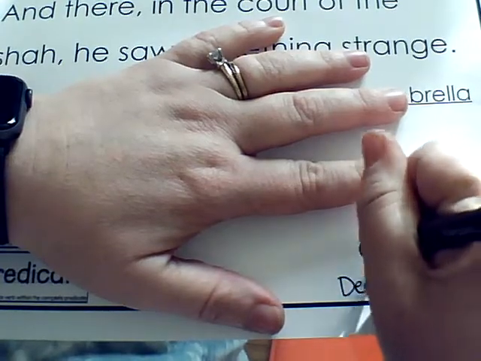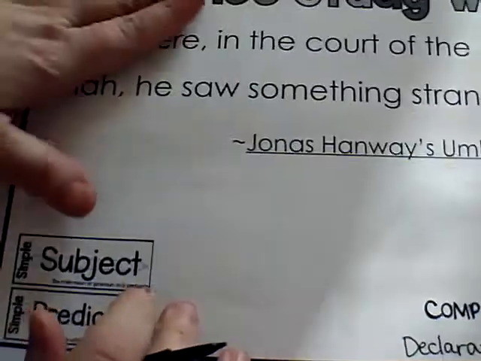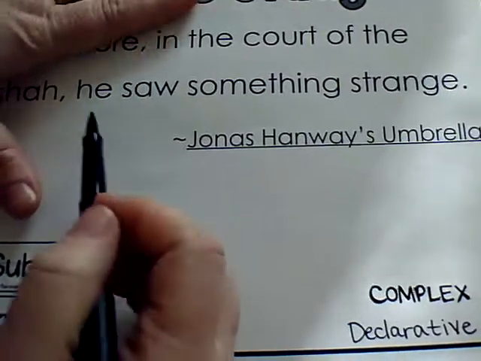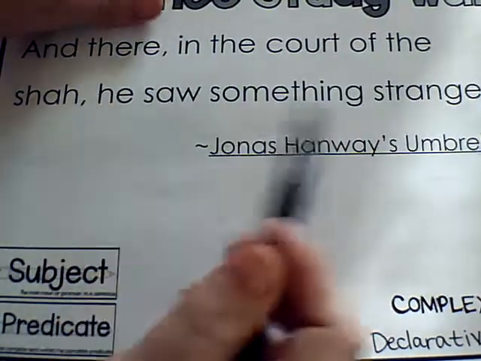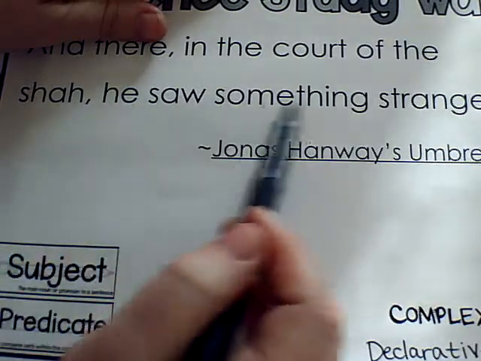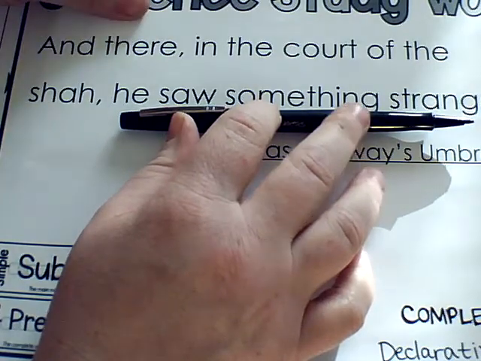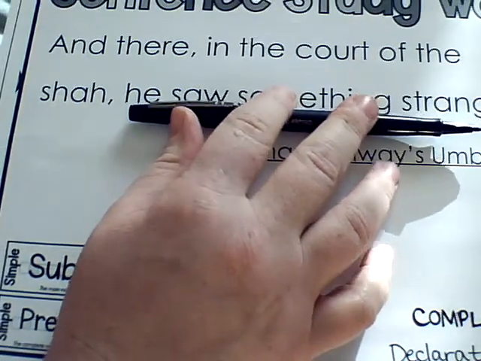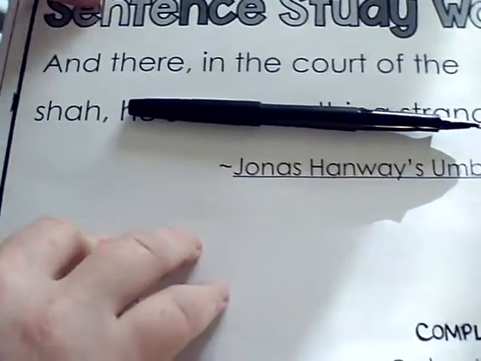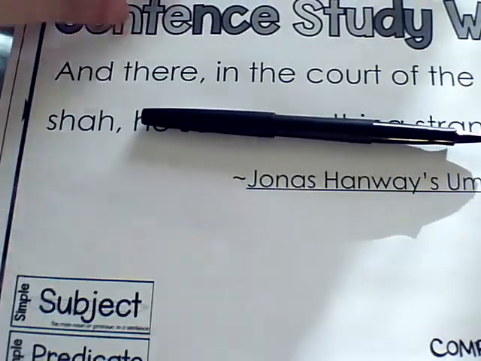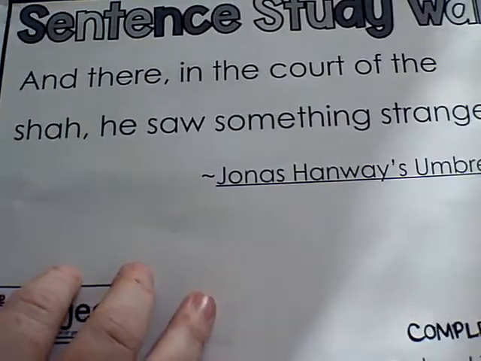So that if we're using grammar words, we have independent clause and dependent clause. So an independent clause would be something like, he saw something strange. If I said that by itself, that could be a complete sentence. Now, it's not just by itself, so we're going to just call it an independent clause. It's part of this right here. But we have another part of the sentence: in there, in the court of the Shah. That could not be by itself. So that is called a dependent clause because it depends on the rest of the sentence to make sense.